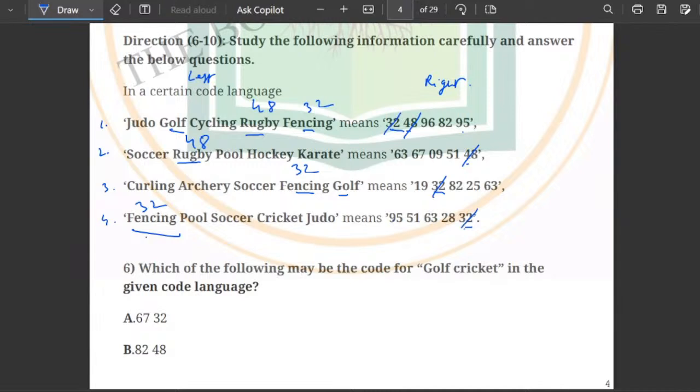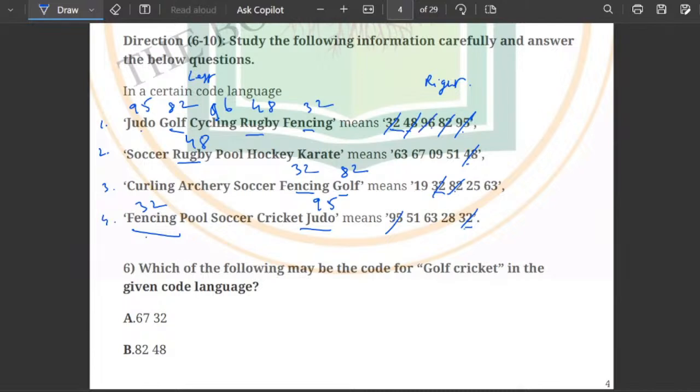Now what is common in first and third? Again, golf. Now what is common in first and third on the right hand side? 96, 82 and 95. 82 is the common. That means golf will be 82. Now 95 and 96. Do we have them anywhere else? Yes, 95 is here in the fourth. And what is common in first and fourth? Judo and cycling. We have judo common. So judo will be 95. If we strike out 95, what will be left? 96. And 96 is cycling.